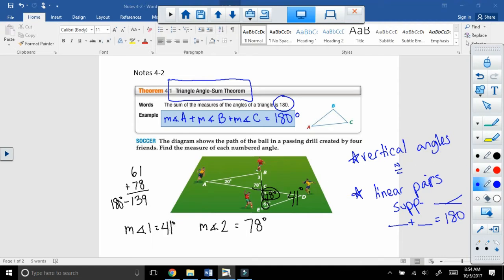And then for this other triangle that I have, all three of these angles are going to add up to be 180. So again, if I add up the two that I have, I would have 98. And I can take that away from 180 degrees. So this other angle is going to be 82 degrees. Oops, measure of angle 3 is 82 degrees.